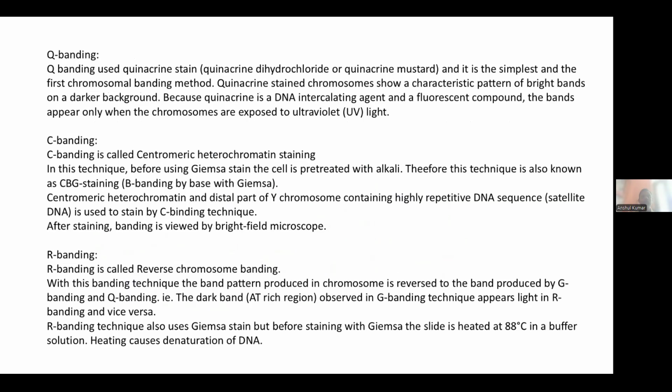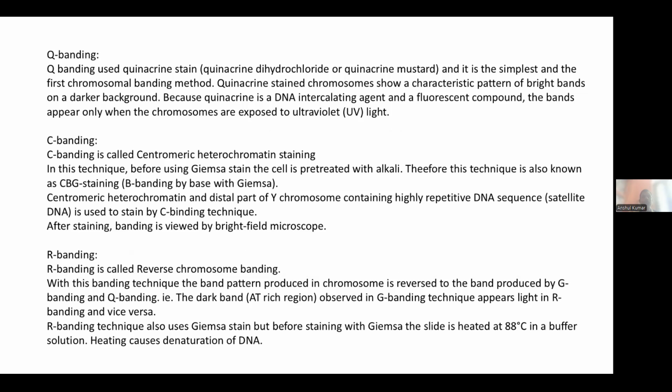Other stains include Q banding, which is used instead of Giemsa stain. Quinacrine stain is used, that is quinacrine dihydrochloride or quinacrine mustard, and it is the simplest and the first chromosomal banding method. Quinacrine-stained chromosomes show a characteristic pattern of bright bands on a darker background. Because quinacrine is a DNA intercalating agent and a fluorescent compound, the bands appear only when the chromosomes are exposed to ultraviolet light. Usually for this we have to use a fluorescent microscope, whereas in G banding we use a phase contrast microscope.